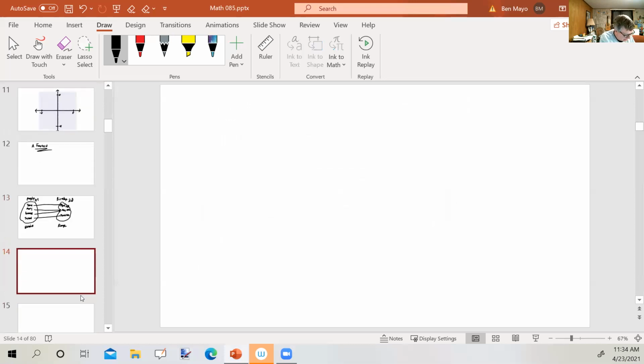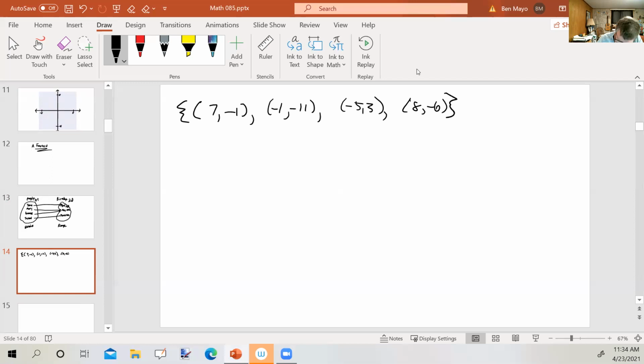Okay. Let's look at some further examples. Here we have a set of ordered pairs. We have (7, -1), (-1, -11), (-5, 3), and (8, -6). So we have a set of 4 ordered pairs. It says find the domain and range of each relation.